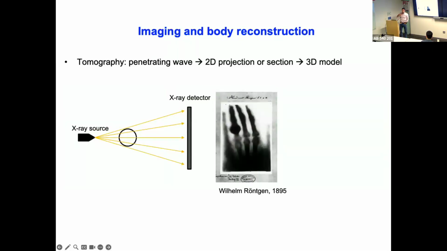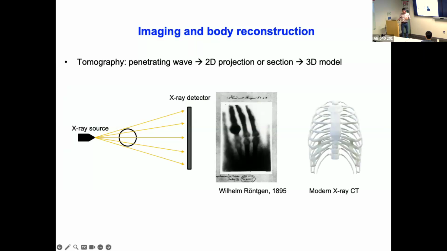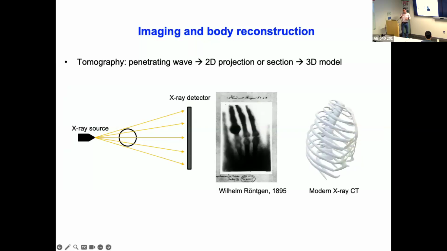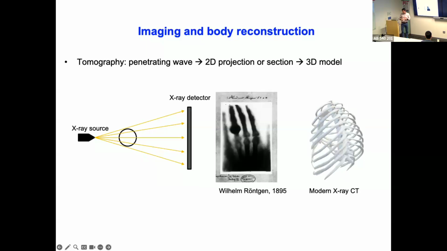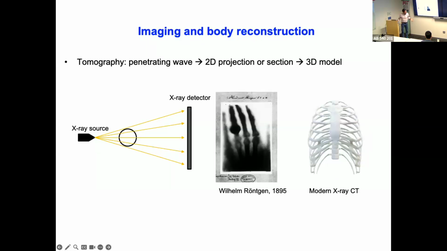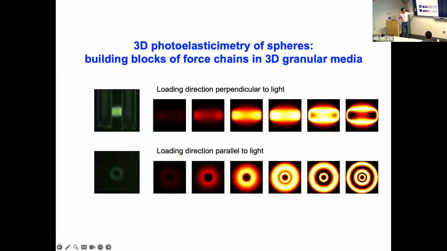And then you develop a tomography technique for the body that you want to image, right? So this rests on the idea that you have a penetrating wave from which you can obtain a projection. You rotate that sample, so you obtain many 2D projections, and then you reconstruct the 3D object. So that is the principle that we use here.